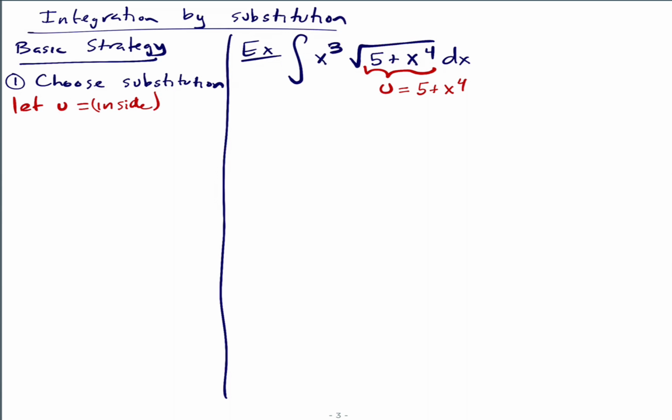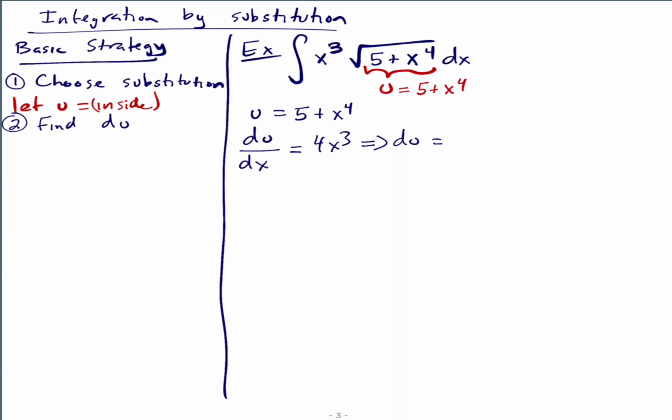Then the second thing you want to do is find du. So to find du, if u is equal to, in this case, 5 plus x to the fourth, then du, I'll do it in 2 steps this time, and then we'll do it in 1 step the next time. You find du by first finding the derivative of u, which is what? 4x cubed, right? Okay, and so then du is 4x to the third dx. So you find it by solving for du right here. Does that make sense?